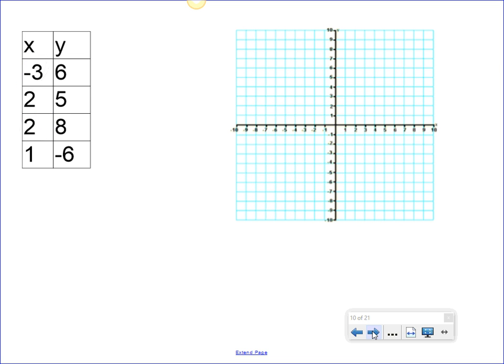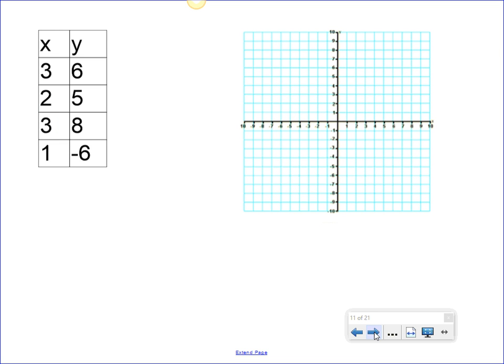Okay, this one here, hopefully we can see right away, not a function. If I were to graph it, I would have a negative 3, 6. I got a 2, 5. I got a 2, 8. I got a 1, negative 6. And again, hopefully we can see that these two right here are stacked on top of each other. It's not a function.